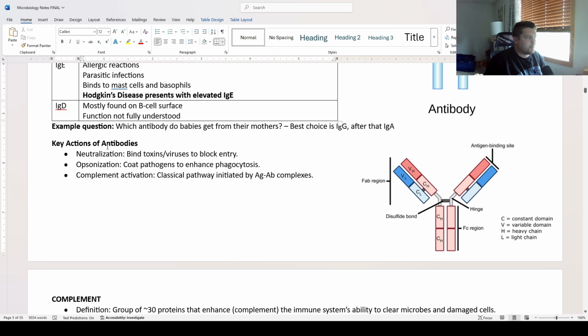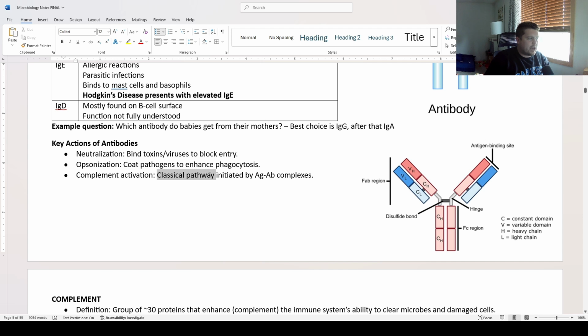Antibodies mainly do 3 things. They do neutralization, so they bind onto toxins and viruses to stop them from going anywhere. They do opsonization. This is where they coat the pathogens in order to encourage phagocytosis. So they essentially coat them so that way they can't escape anywhere, and then they mark them and say, hey, this needs to be destroyed. This is a foreign invader. Complement activation as well.